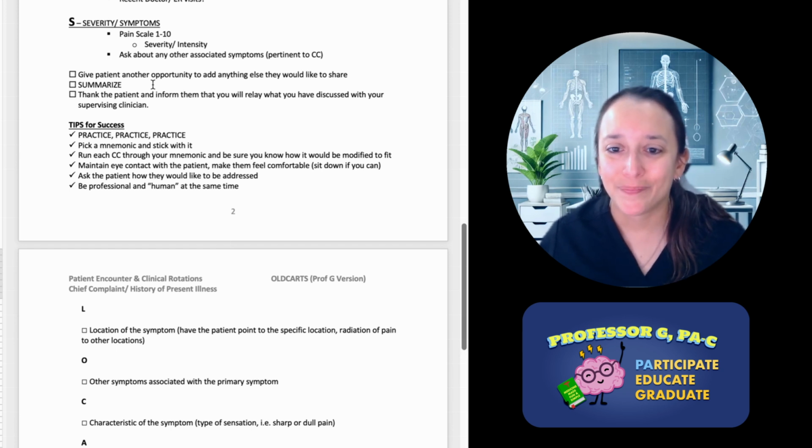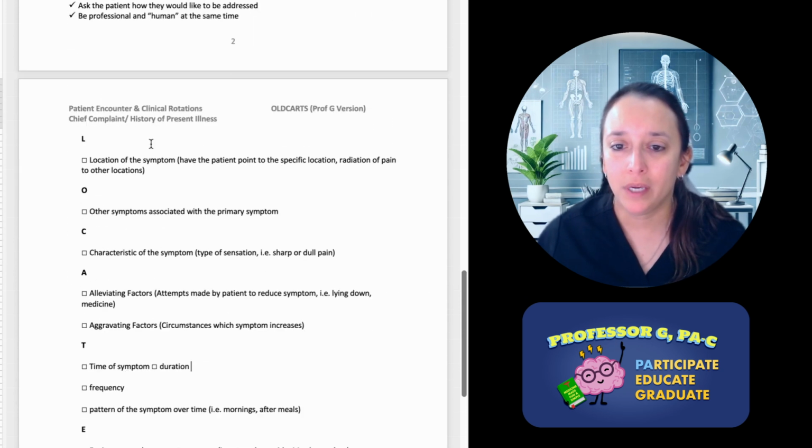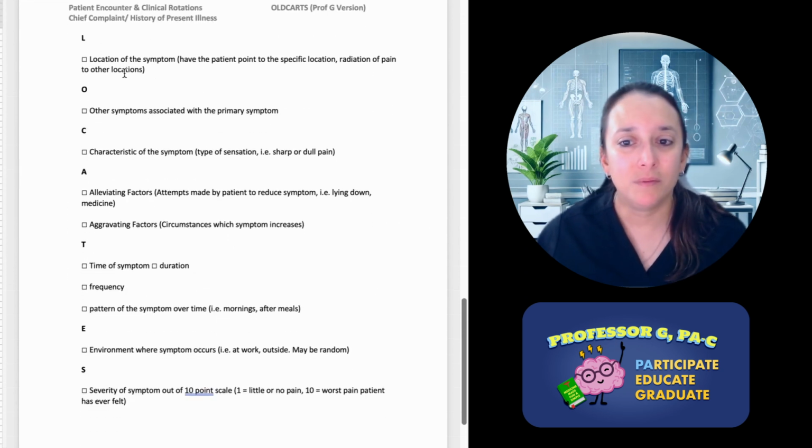Okay. So that being said, we've gone through my version of OLD CARTS. Before I get to the summarization and stuff, I wanted to show you really briefly LOCATES, because that might be what you've been taught. Okay. So LOCATES: the location of the symptom is first. The second O is for the associated symptoms.